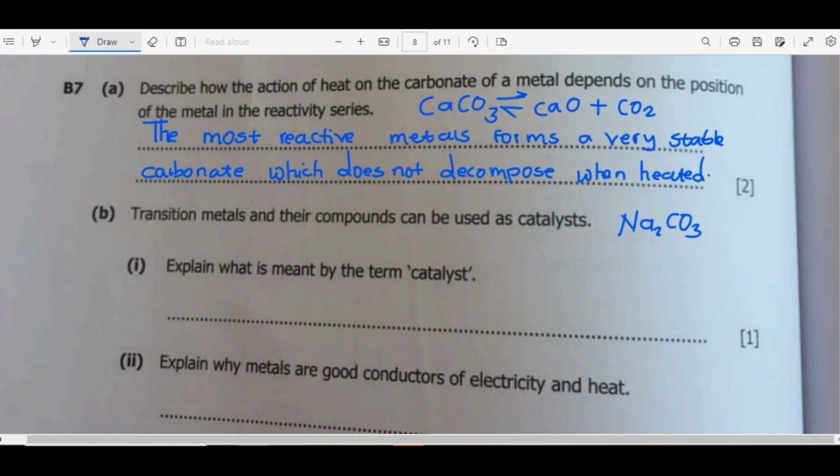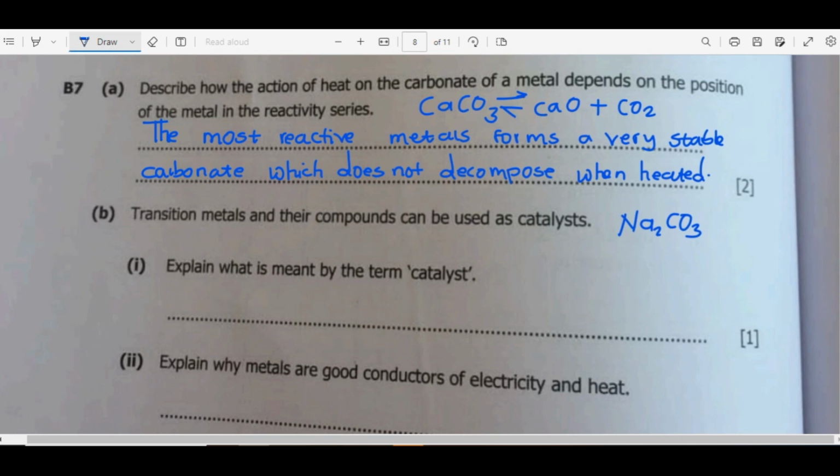Or we can say the decomposition of metal carbonate depends on the position or how reactive the metal is, because the carbonates of most reactive metals will not decompose. For example, you can give sodium carbonate, potassium carbonate. Why? Sodium and potassium are from group 1, and we know that group 1 of the periodic table are metals that are very reactive. Let's move on to question B.